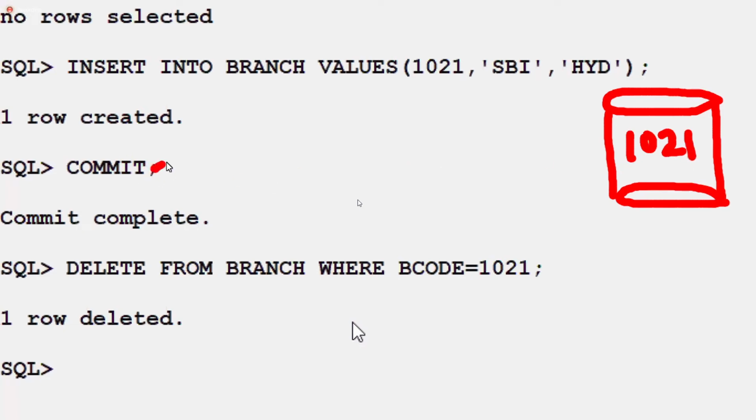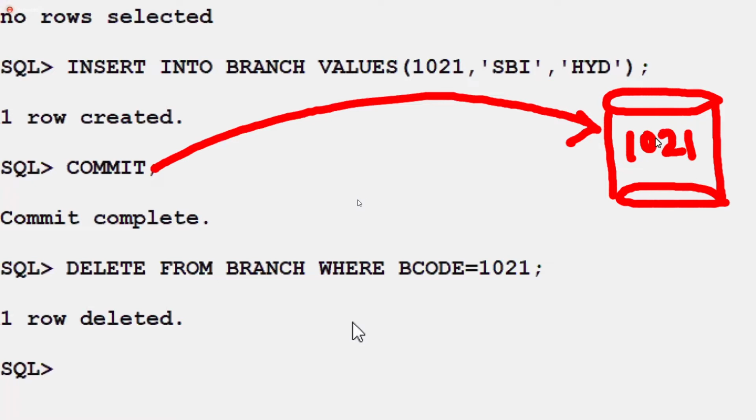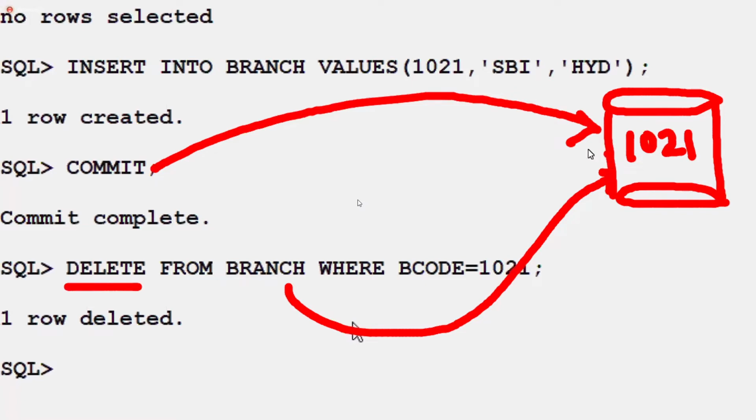After commit, your data will go to the database. On this permanent storage of data, now I applied which operation? The delete operation. The delete operation will be performed on your table, which is there under the database, and the data is deleted. But deleted data is not directly deleted here.